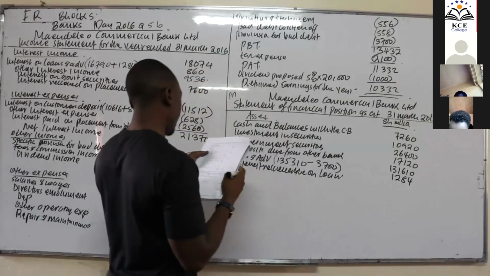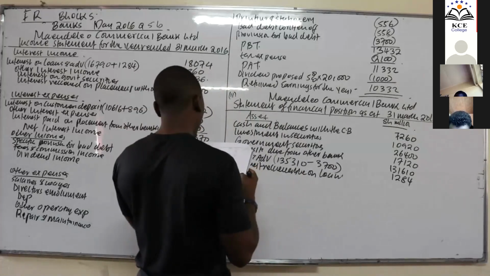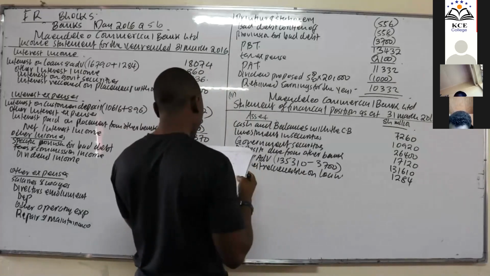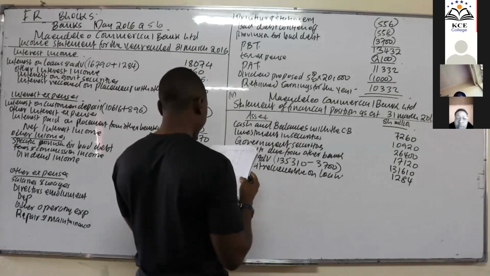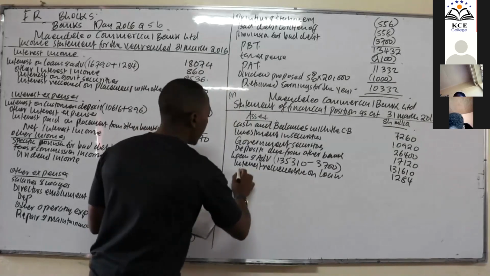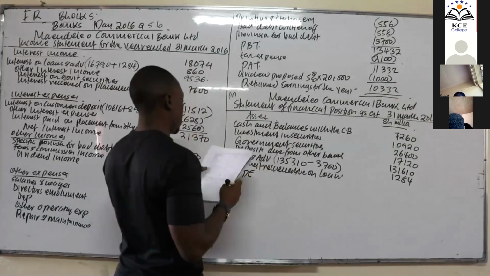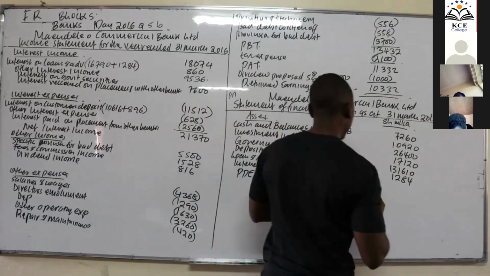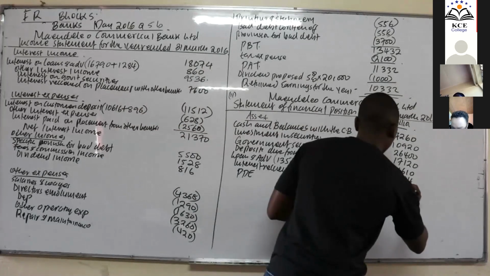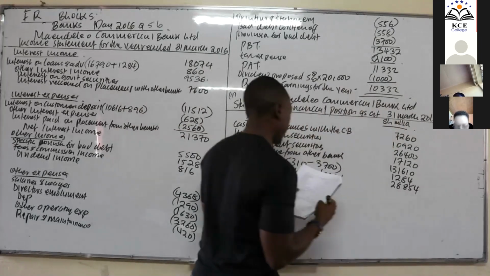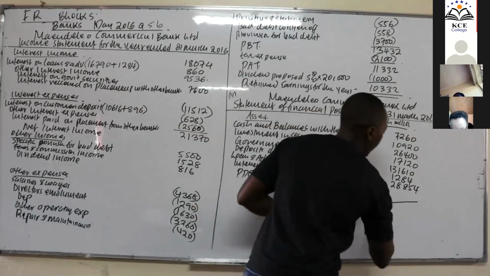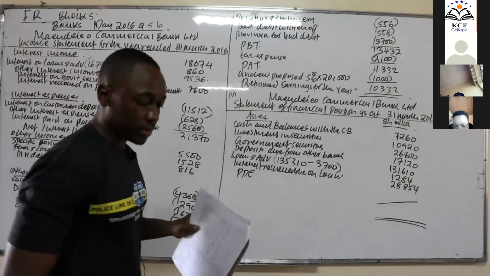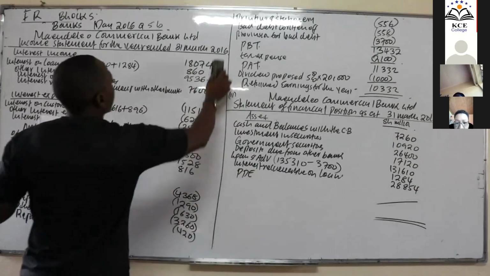So do we have any other assets before we include our PPE? PPE should be the last item, with the intangible assets. I don't think we have any other assets. So now we can include our PPE. So how much was the property, plant, and equipment? We have an amount of 28,854. That's all what we have. Present the balance sheet.